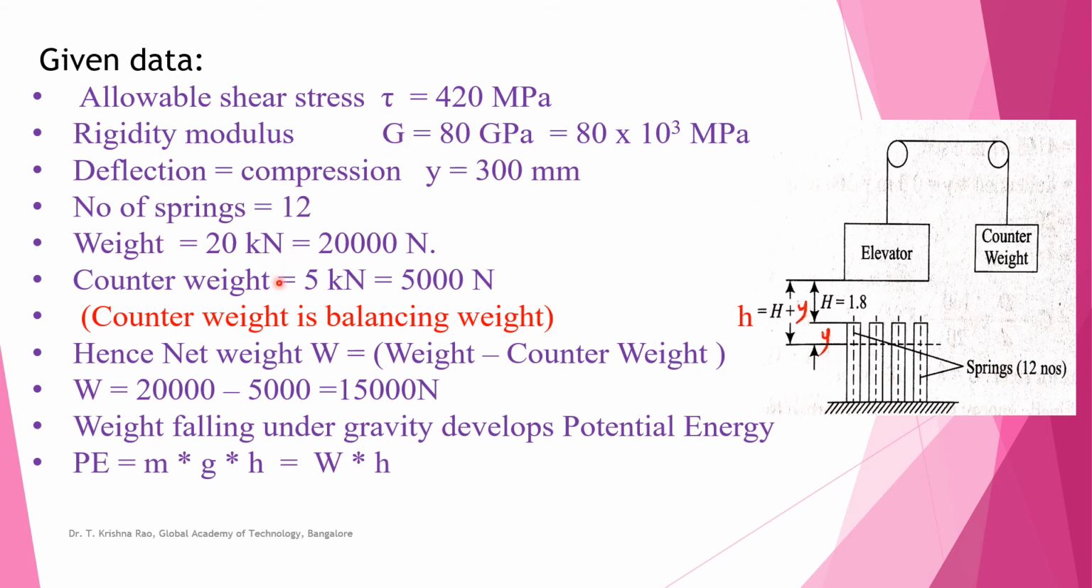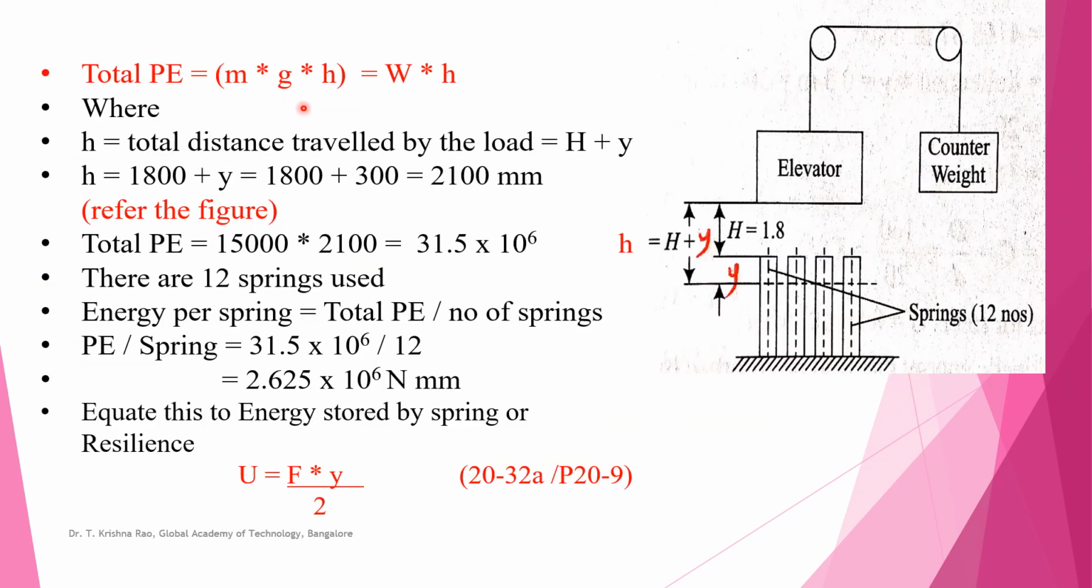So what is the net weight, useful weight? Net weight is weight minus counterweight. 20,000 minus 5,000 is 15,000. If this weight falls under gravity, it develops potential energy, not kinetic energy. So potential energy is given by mgh. M into g is nothing but W, W into h. Small h is nothing but the total distance traveled by the load, that is capital H plus Y.